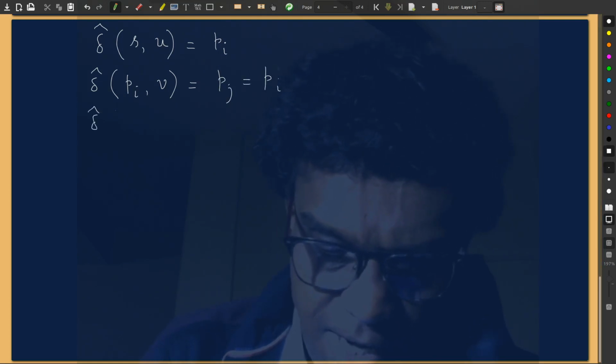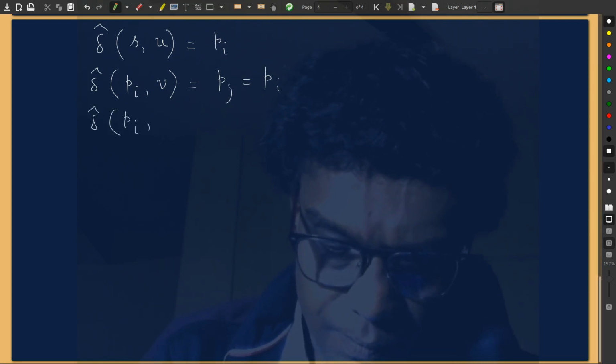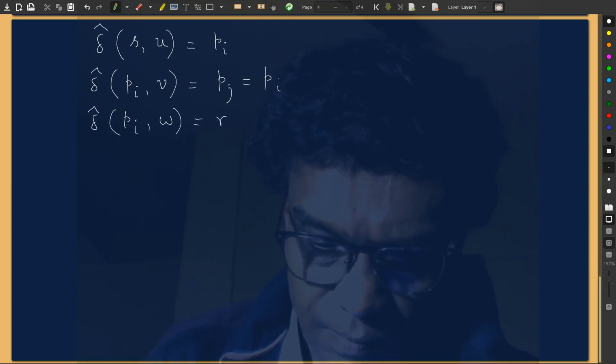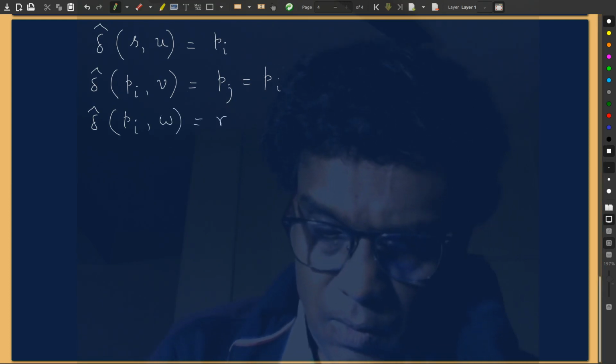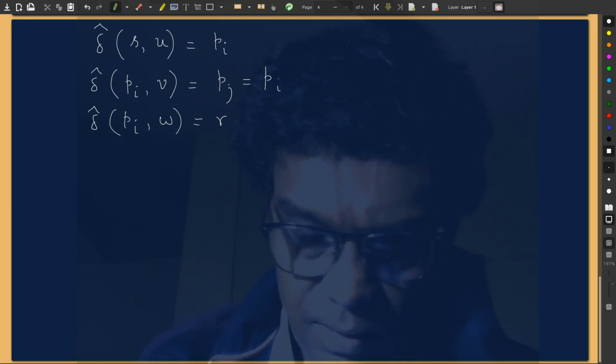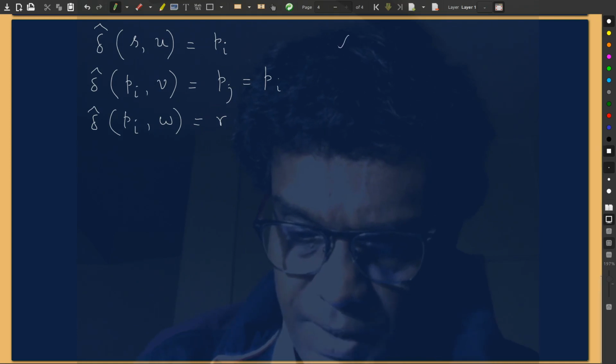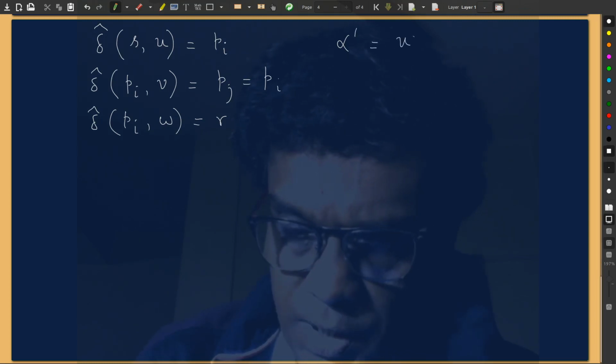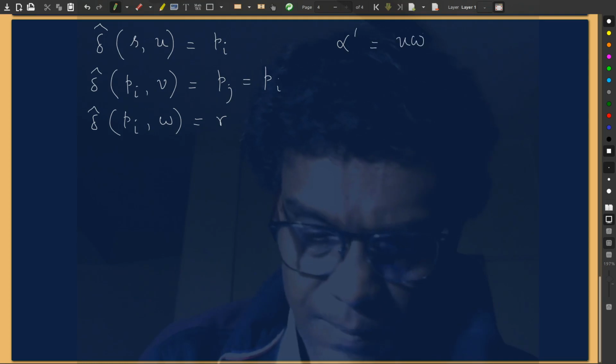Eventually delta hat of S, pi, it reads W, reaches R. Okay. So if that is the case, what I see, if the input is something like this, alpha prime, which is just U, W, just V is missing.